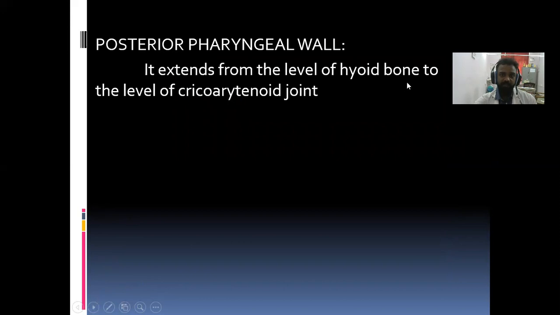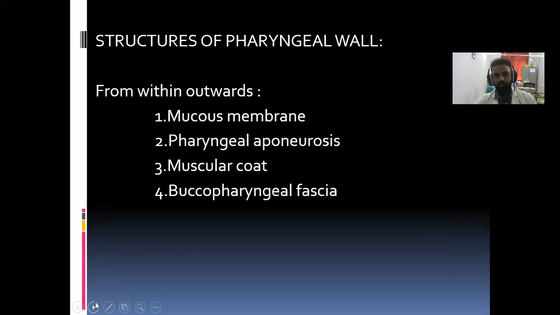It extends from the level of the hyoid bone to the level of the cricoarytenoid joint. Hyoid bone through the cricoarytenoid joint, that is called the posterior pharyngeal wall. It is the wall which we can appreciate during clinical examination with the mouth open, beyond the oropharynx. That part is called the posterior pharyngeal wall.